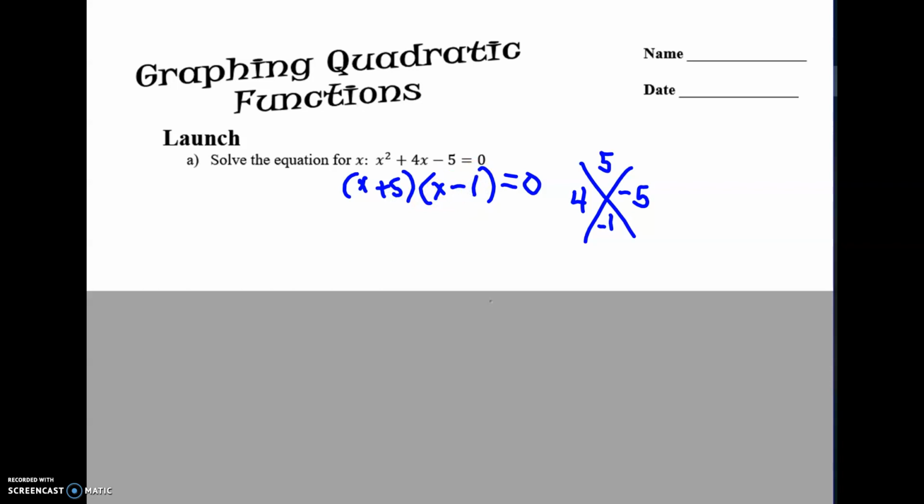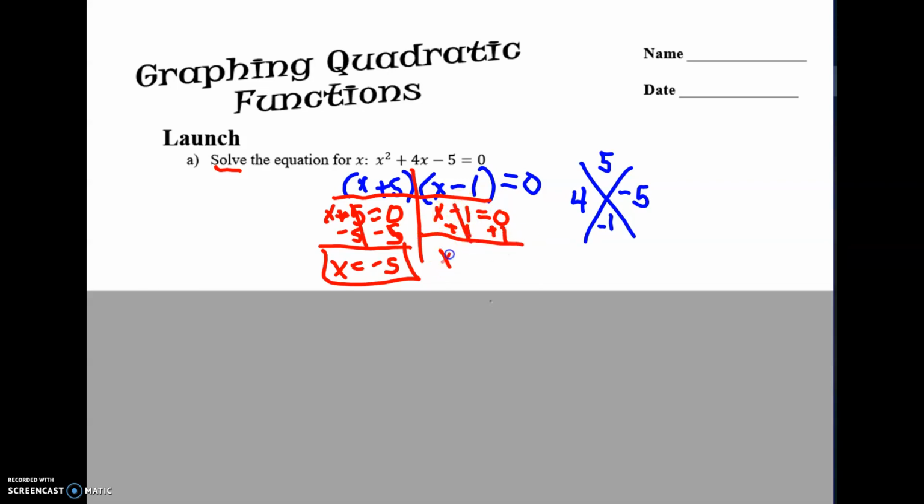Now we've discussed moving past this in order to solve the equation. So I'm going to set each factor equal to 0. So x plus 5 equals 0. And I'm going to solve for x because when I am solving, I should always end up with x equals, and in this case, -5. I'm going to do the same thing by setting this factor equal to 0, adding 1 to both sides, and x is equal to 1. So the two solutions for this equation are x equals -5 and x equals 1.